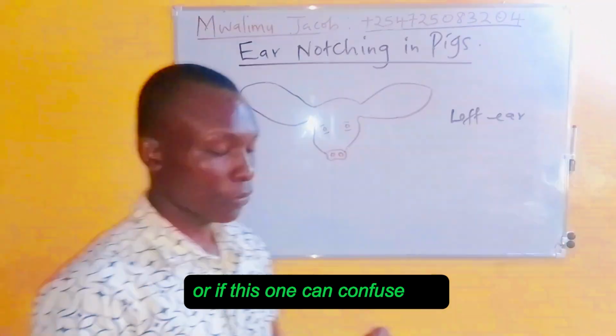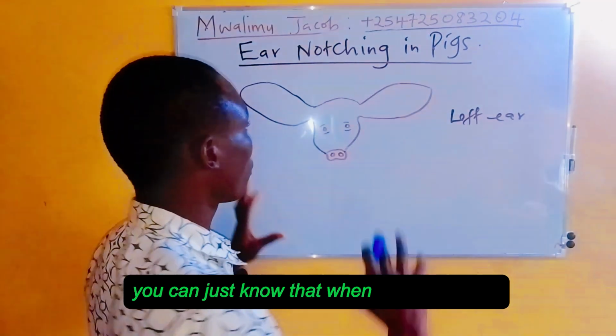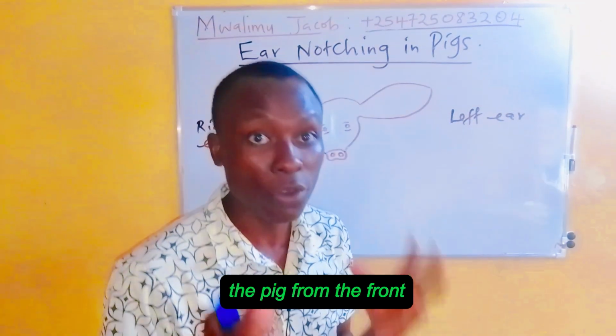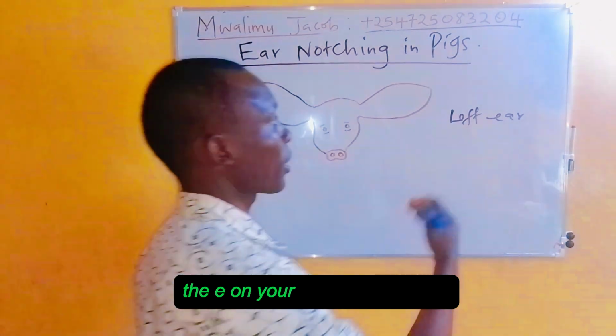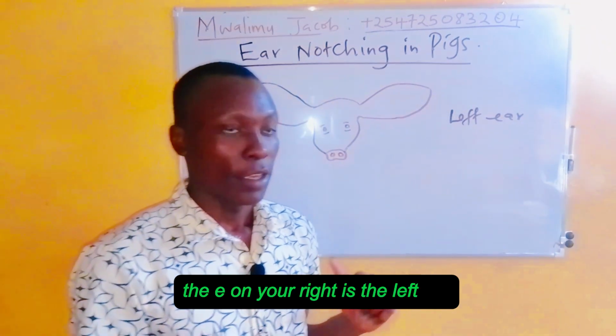Or if this confuses you, you can just know that when you look at the pig from the front, the ear on your left is the right one, and the ear on your right is the left ear.